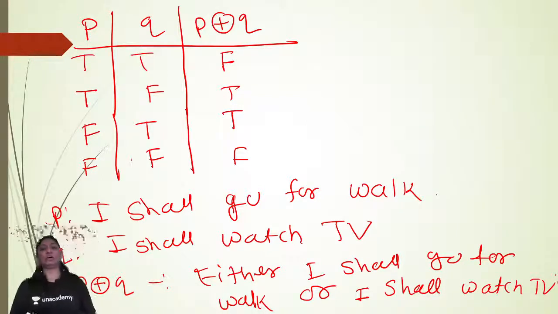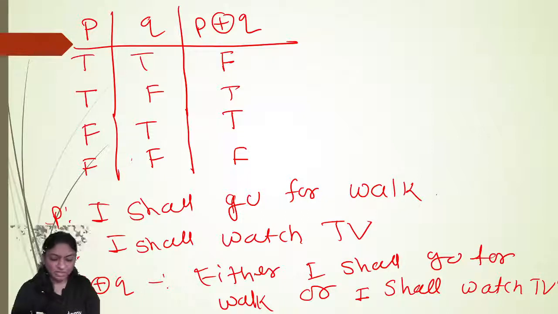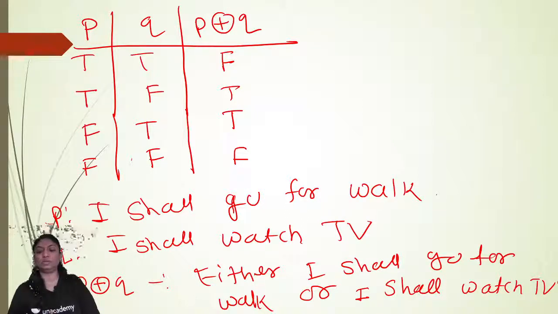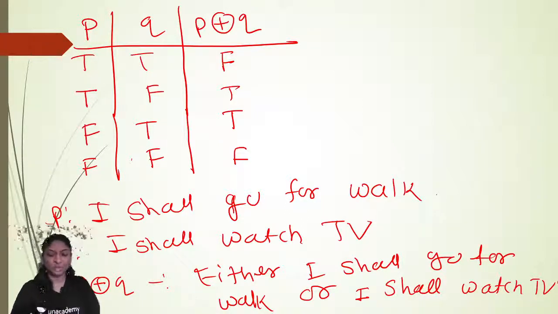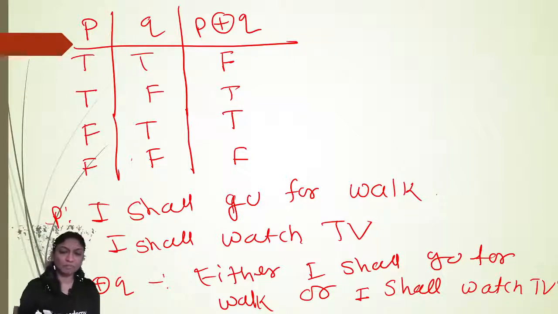So either or, exclusive or, it means what? Both the events we cannot do simultaneously. Either you will do the first event or you will do the second event. Both events cannot be done simultaneously. That is your exclusive or statement. Okay.